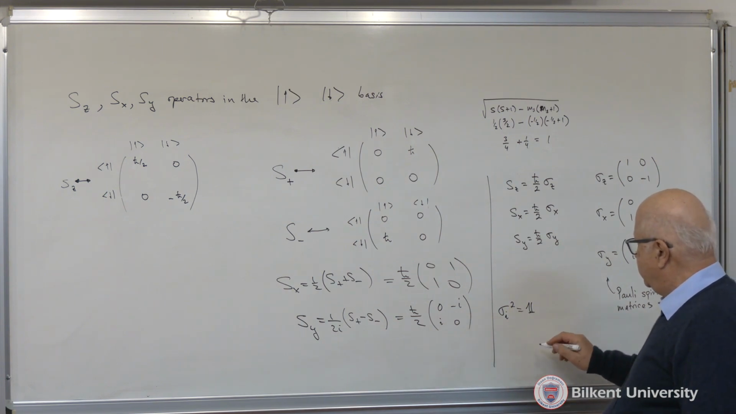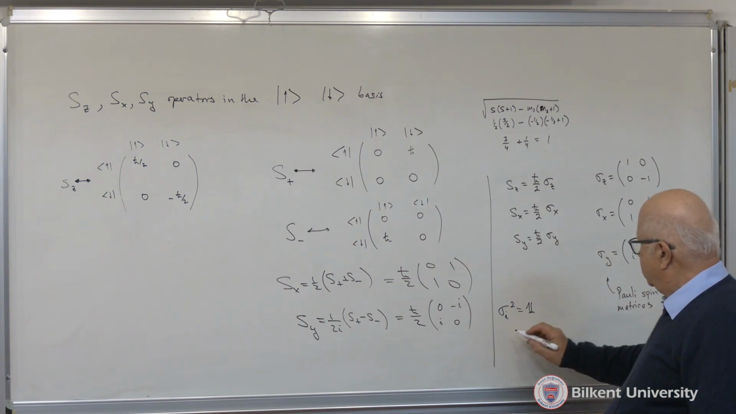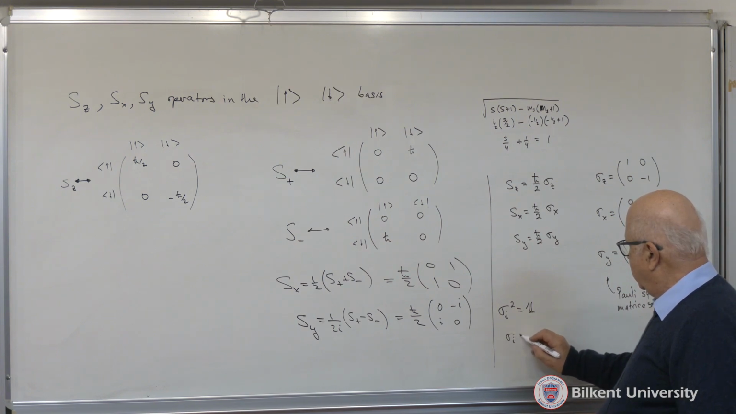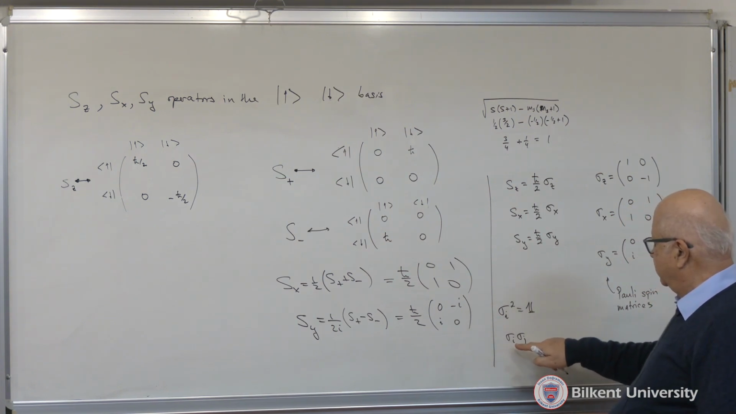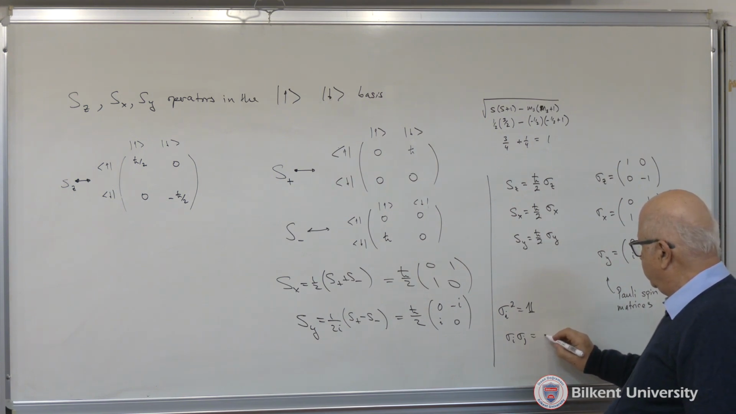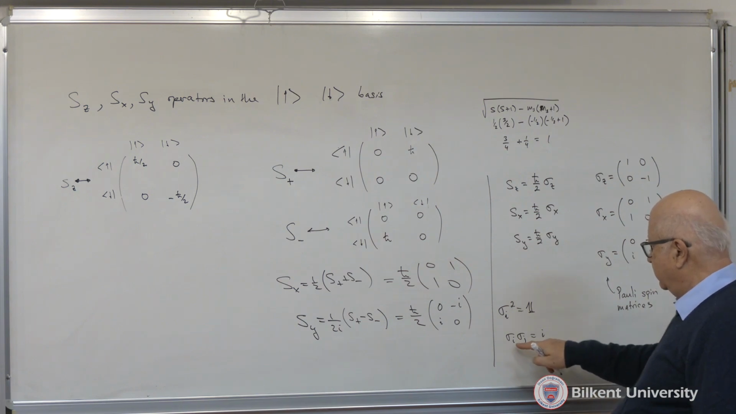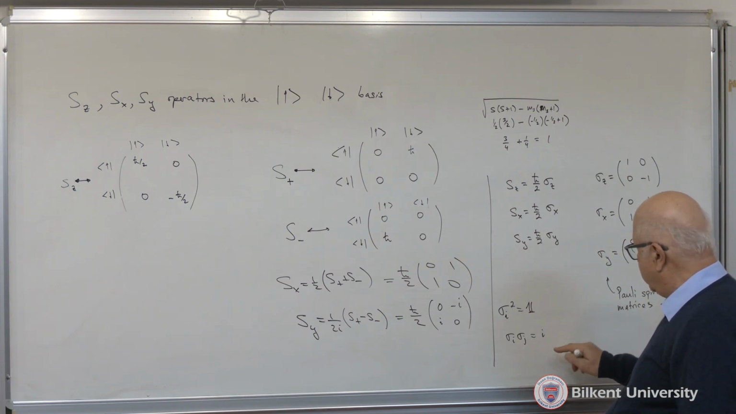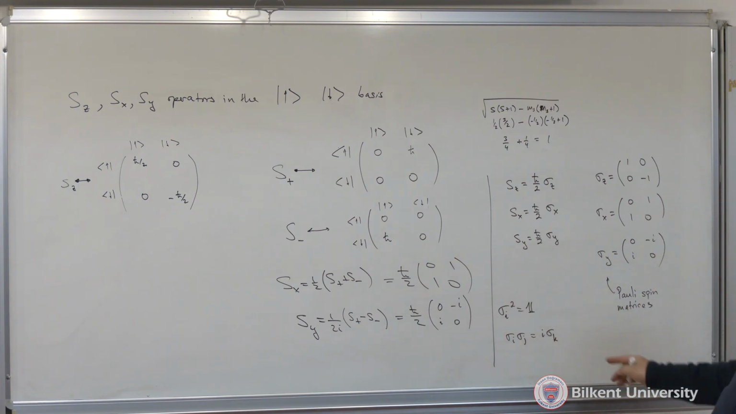You can also see that if you look at sigma i, sigma j in cyclic order, so if this is sigma x, sigma y, this is going to be equal to i, bad notation, not this i, this is the square root of -1, and sigma k. Okay, so they form a nice cyclic relationship among themselves. They also form a basis of all two-dimensional Hermitian matrices, along with a unitary matrix.